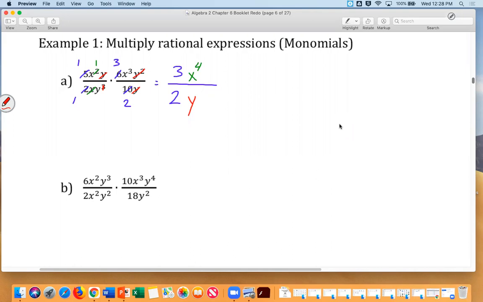The other way to do these problems, which I'm not a big fan of, but I'll show it to you anyway. 6 times 10 is 60. X squared, x to the third is x to the fifth. Y to the third, y to the fourth is y to the seventh. 2 times 18 is 36. X squared, that's it for the x's. Y squared, that's y to the fourth.